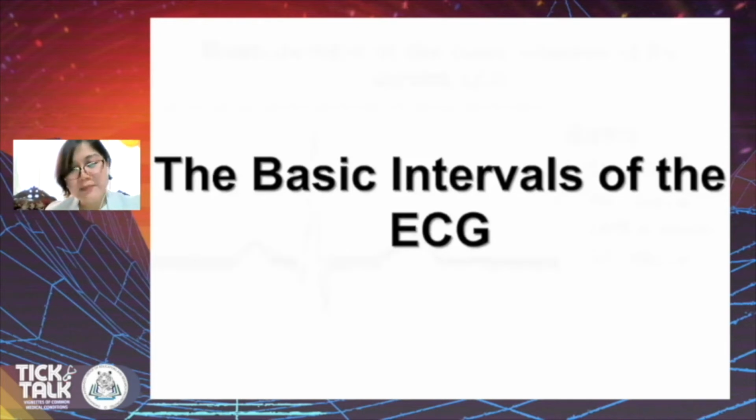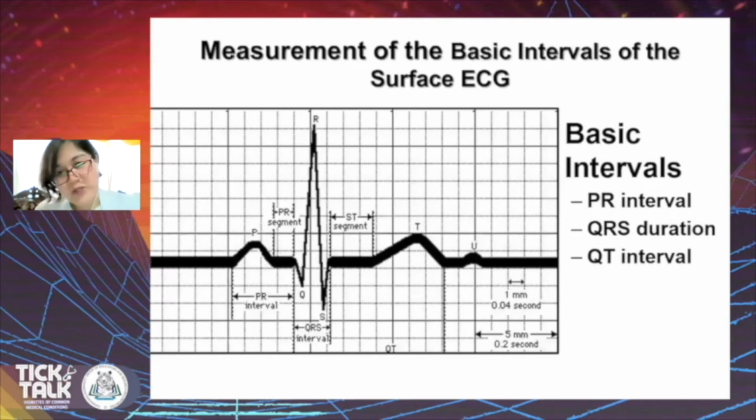So again, as mentioned, your ECG tracing shows both amplitude, the vertical aspect of your waveforms, and the horizontal, or how long it takes for each waveform to get generated, which basically gives us an idea of how long it takes for the electrical impulse to get conducted from one part of the electrical conduction system to the other.